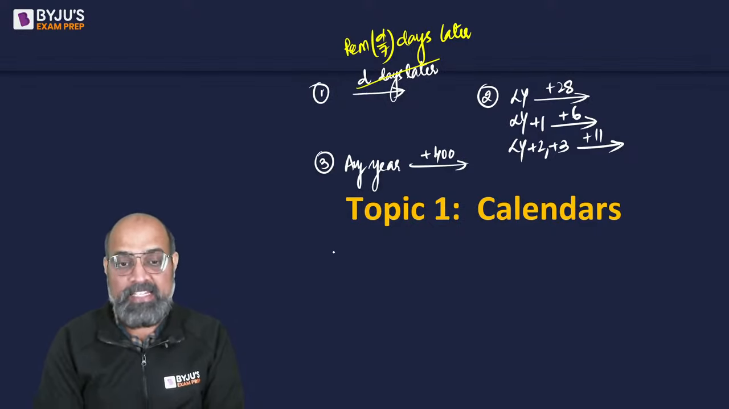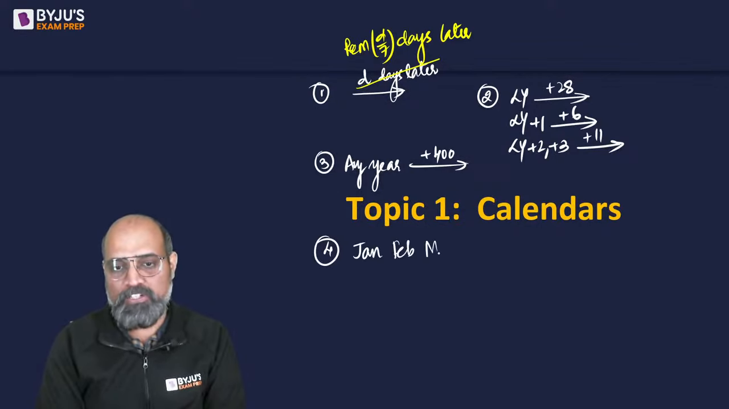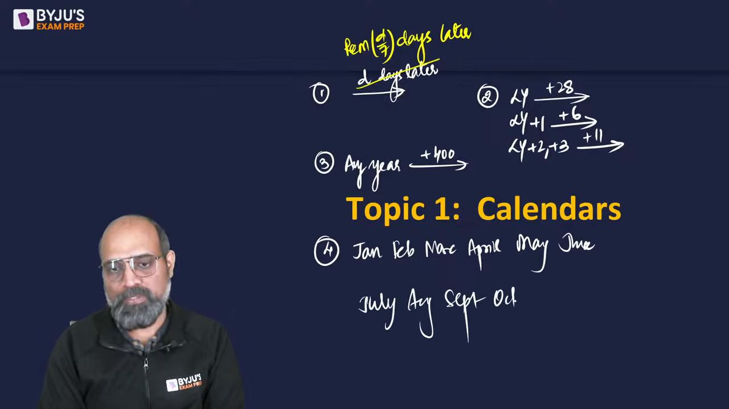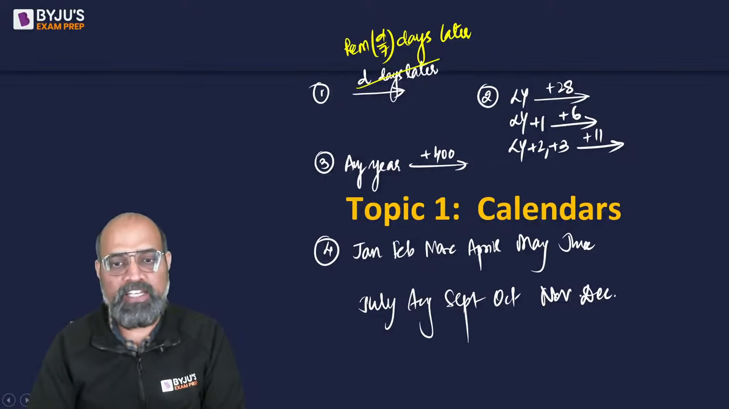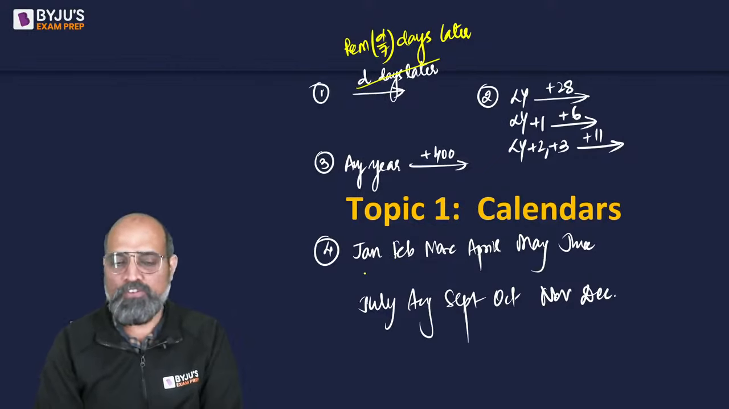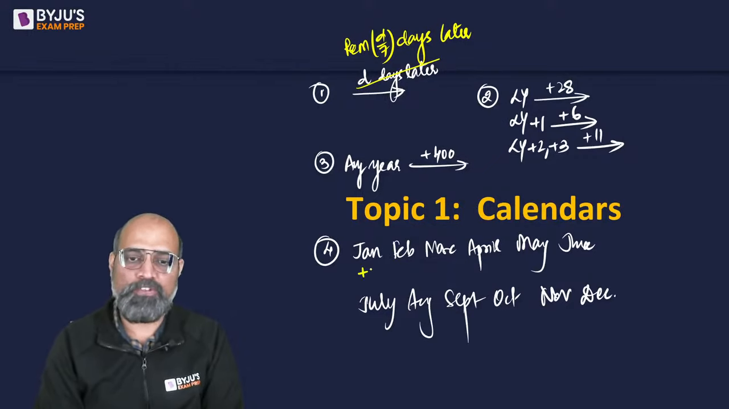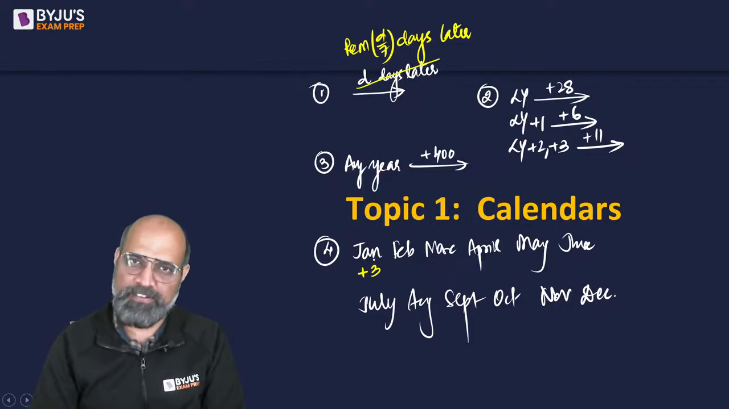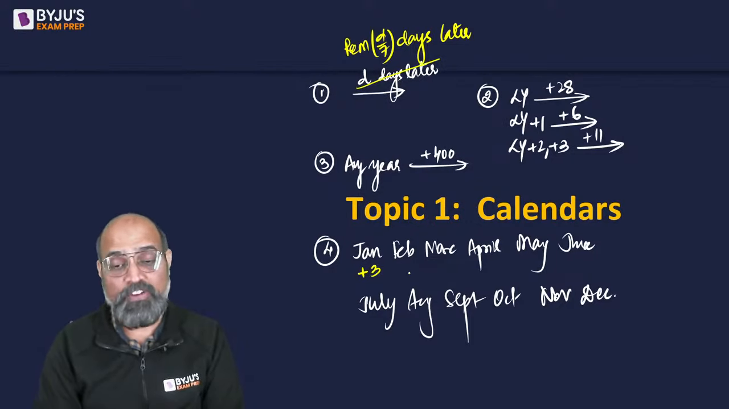The next thing is the months: January, February, March, April, May, June, July, August, September, October, November and December. So the 12 months of the year. If you want to cross any of these months, you do not have to take 30, 31, 28, 29 days and so on. For January, all you have to do is move 3 days ahead, which is the same as dividing 31 by 7 and finding the remainder. In the case of February, if it's not a leap year, it's going to be 2. If it's a leap year, it's going to be 3.